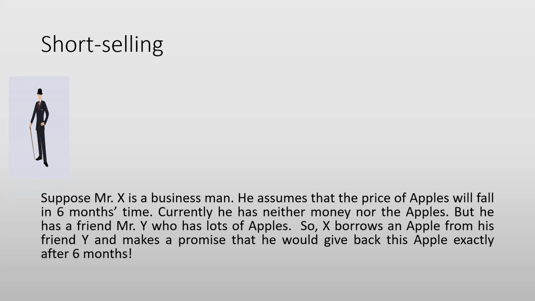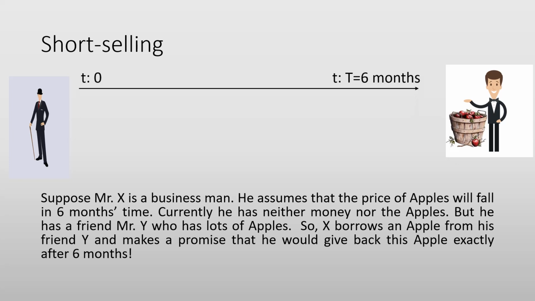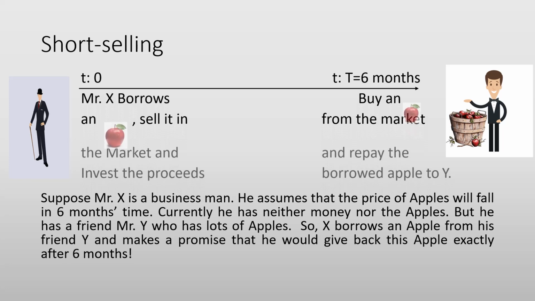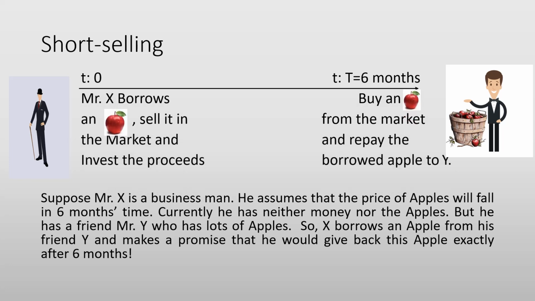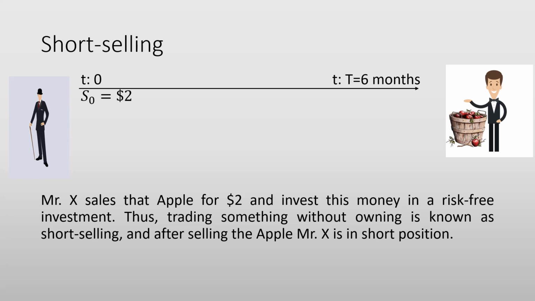Suppose Mr. X is a businessman. He assumes that the price of apples will fall in 6 months' time. Currently, he has neither money nor apples, but he has a friend, Mr. Y, who has lots of apples. So Mr. X borrows an apple from his friend Y and promises to give it back exactly after 6 months. Mr. X sells that apple for $2 in the open market and invests this money in a risk-free investment. Thus, trading something without owning it is known as short selling.